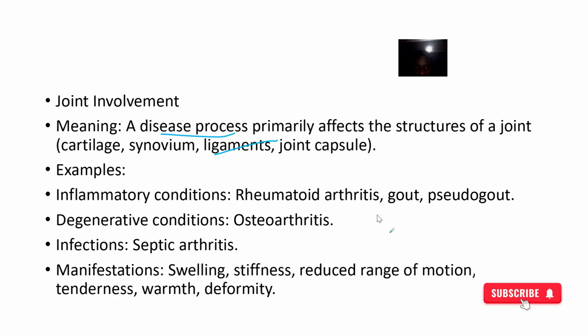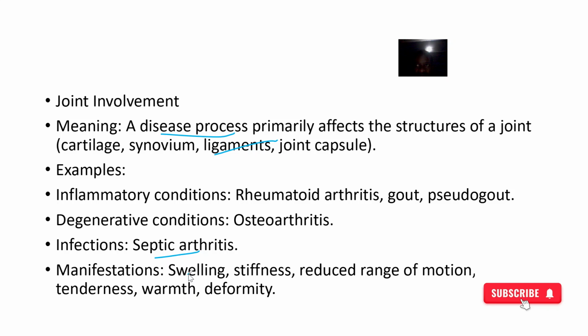Then joint involvement, alright, we have defined it. It affects the structures of the joint. So things like rheumatoid arthritis, gout, pseudogout, degenerative disease like osteoarthritis, infections like septic arthritis. The manifestation causes swelling in the joint.